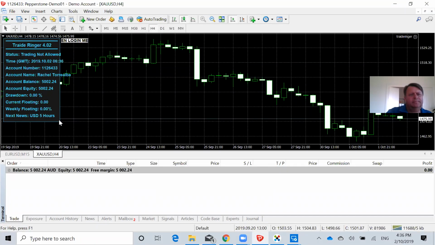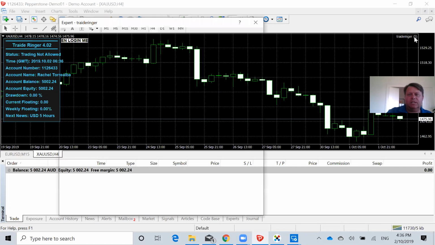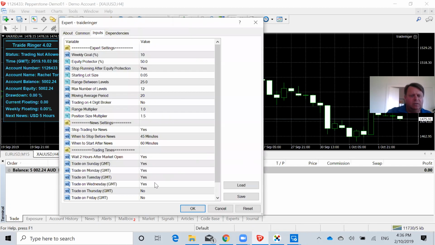Trading not allowed. I'm not sure why it's saying trading not allowed. Nor am I sure. Oh, okay, I know why. Ooh, okay, good. I just remembered. So here's another setting we're going to change. Firstly, I'm just going to change Wednesday back to no, because I don't want to be trading.